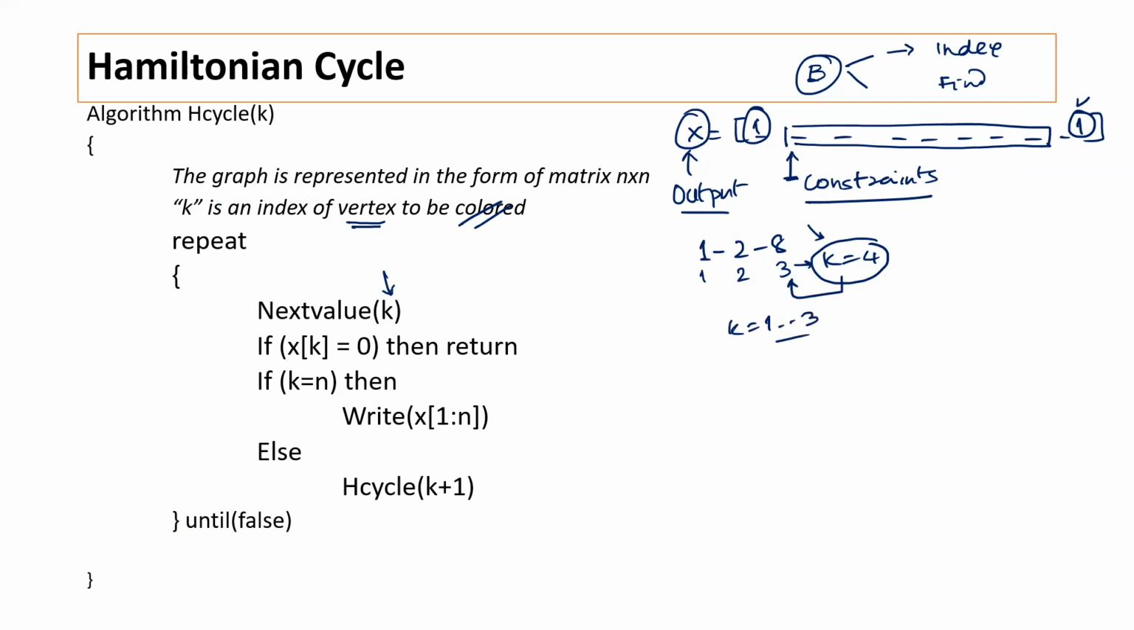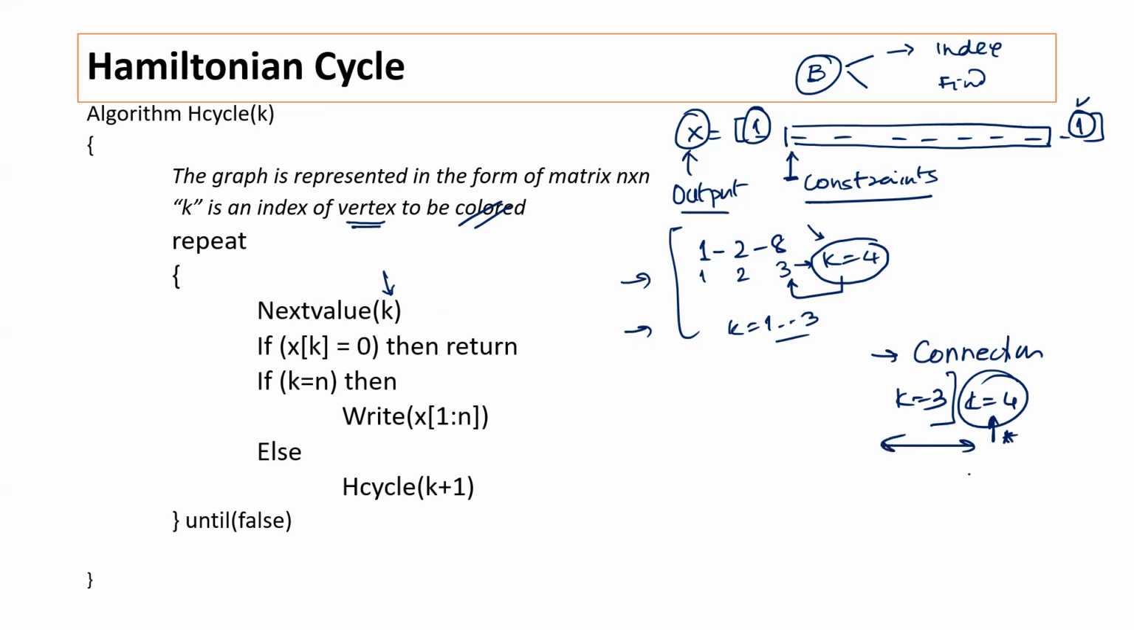Very simple. So the next value k will do three operations. What will the next value k do? One, it will check the connection between the vertex at k equal to 4 and the vertex at k equal to 3. Two, it will check if the vertex which we are planning to write here is already used or not. And if k equal to n, it will check the connection with 1 and the previous also.